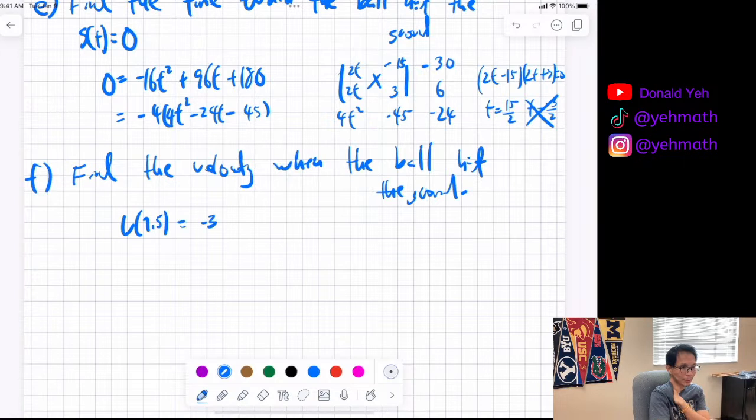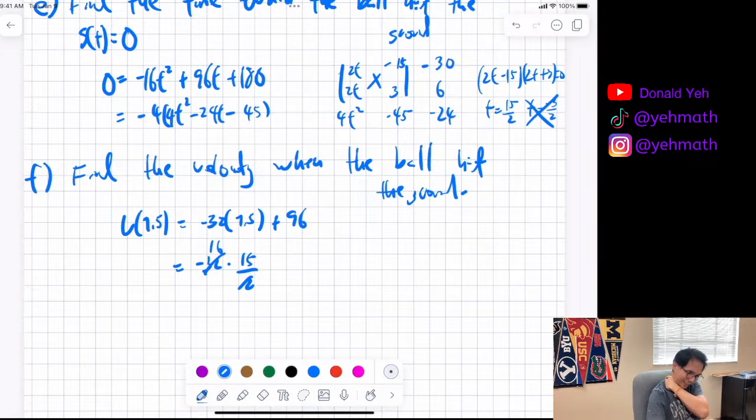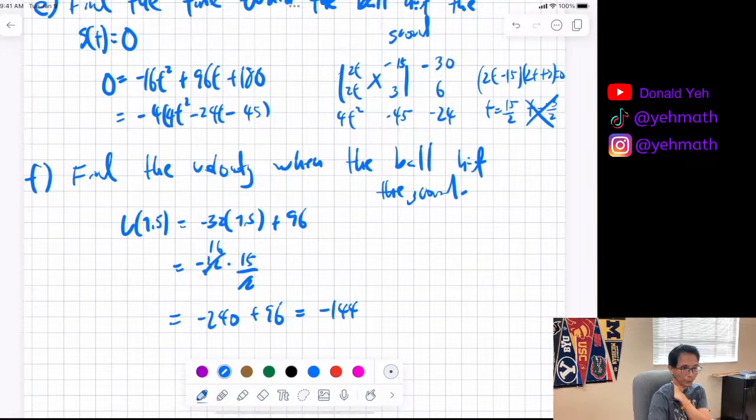So plug in that. It'll be negative 32 times 7.5 plus 96, I think. Is it 96? Yeah. Can somebody work it out? Actually, I can do it. Negative 32 times 15 over 2. This is going to be 16, 30 times 8. So it'll be negative 240 plus 96. So that is equal to negative 144. Negative 144 feet per second.